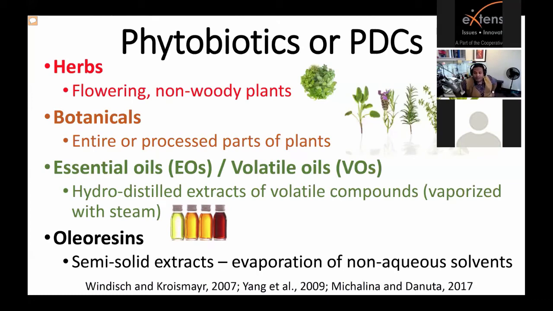Now, what's the difference between essential oils and oleoresins? Oleoresins are semi-solid extracts which are made in non-aqueous solvents. We have to understand that in the process of producing them, the non-aqueous solvents are taken off from the menstruum, and you get some semi-solid extracts which are mixed with essential oils, and that is what is known as the oleoresins. So the combination of resins plus oils brings about the term oleoresins. But essential oils are hydrodistilled extracts. They are just the volatile compounds.